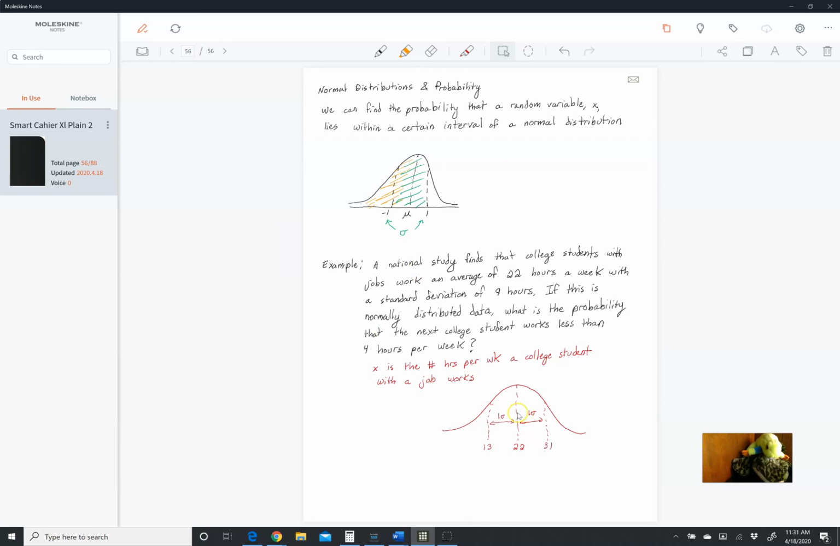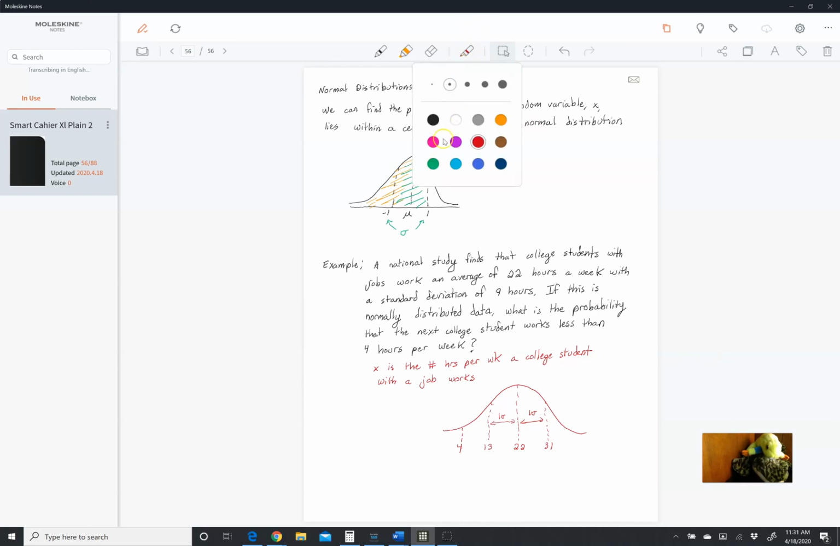Now we know that 68% falls between 13 and 31, but that's not what we're looking for here. What we're looking for is the probability that it's less than 4. So we're going to find 4 on here, and we're going to ask, what is this area under here?